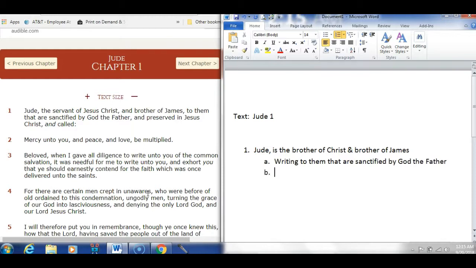And they are sanctified by God the Father, and they are preserved in Jesus Christ, and they are called. So that's a good sermon there. You can look at each one of those areas, and you can minister on your three subdivisions there. Okay, so we're going to continue on. Mercy, our text says, mercy unto you and peace and love be multiplied. So, we can conclude or we can summarize that James is, how about this?